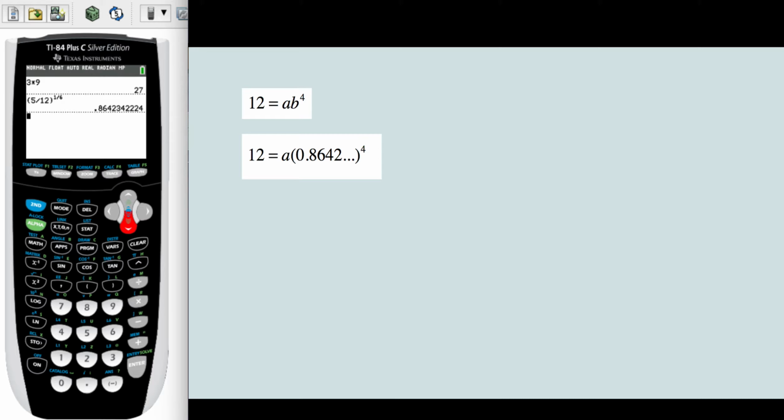To solve this equation for a, we're going to have to divide by the quantity over here with the parentheses and the exponent on it. We'll divide both sides of our equation by that. When we do that, we'll get the a all by itself, and then we have a long quantity that needs to be calculated to find the a value all by itself.